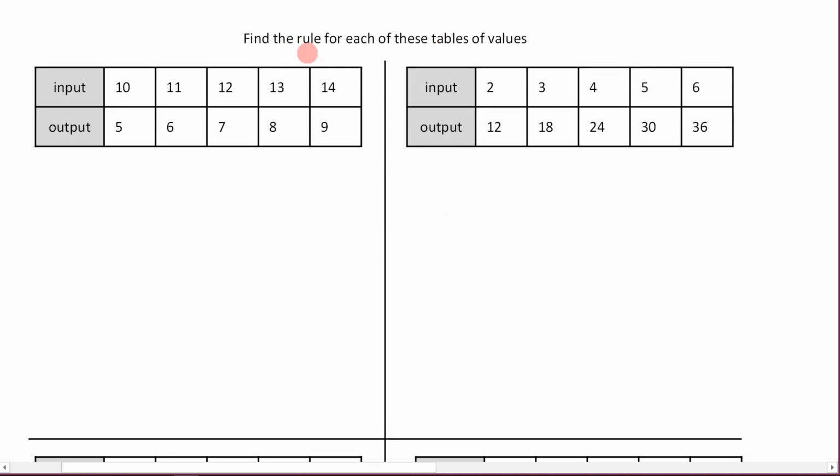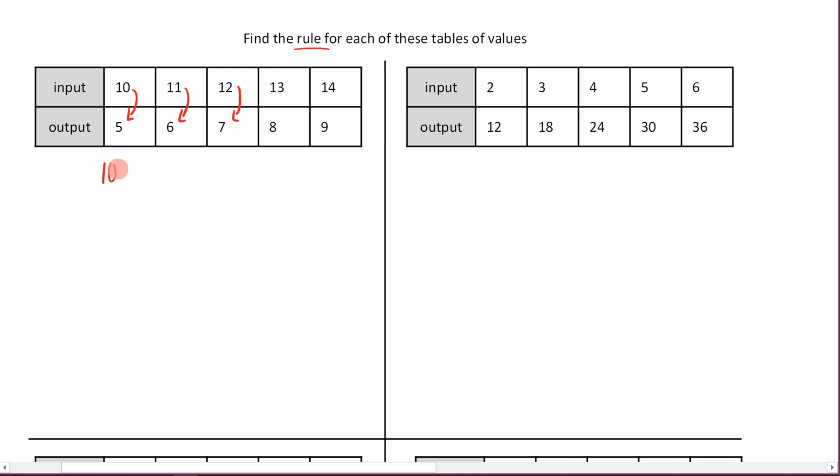Here it says, find the rule for each of these tables of values. Okay, so this is the same thing. We have to figure out what our rule is going to be. And we're just going to look closely and inspect. Well, here I have 10 and here I have 5. Here I have 11, here I have 6, here I have 12, here I have 7.